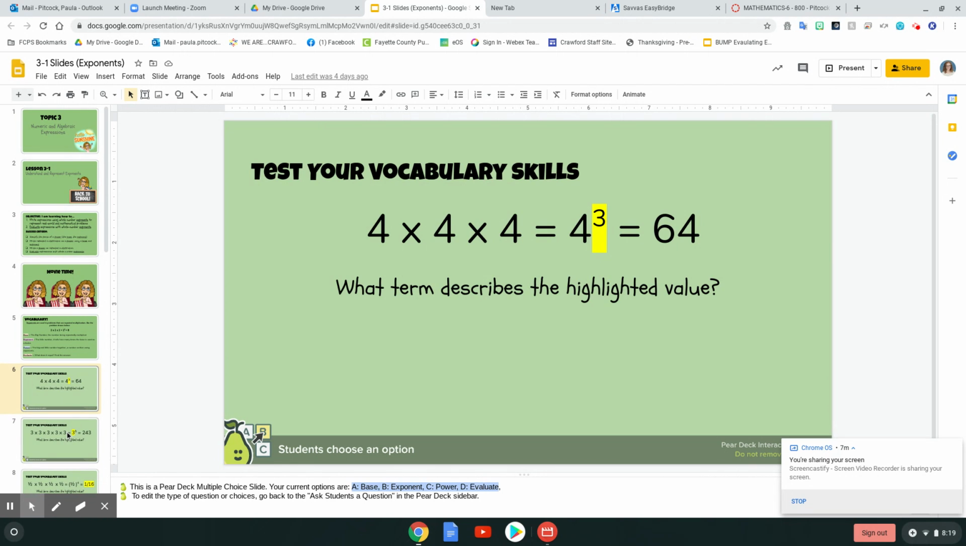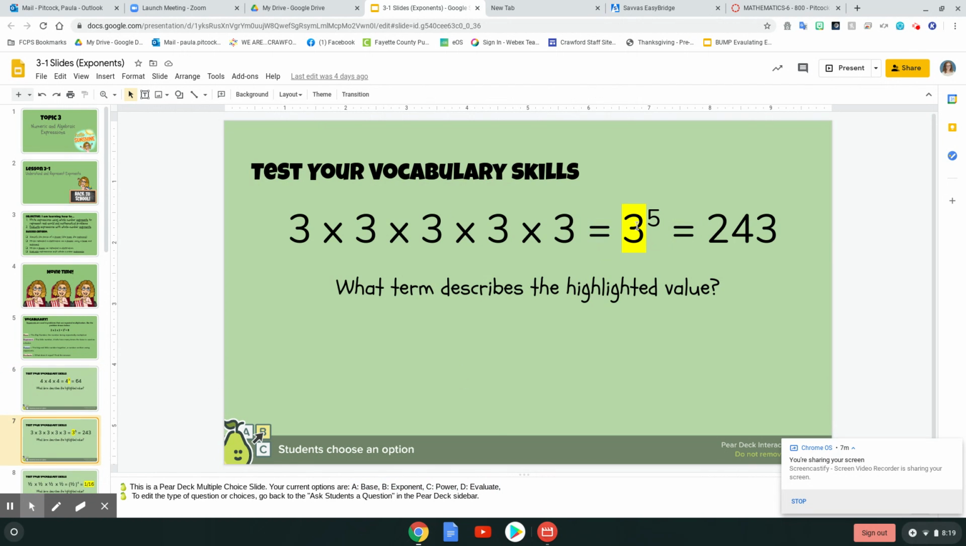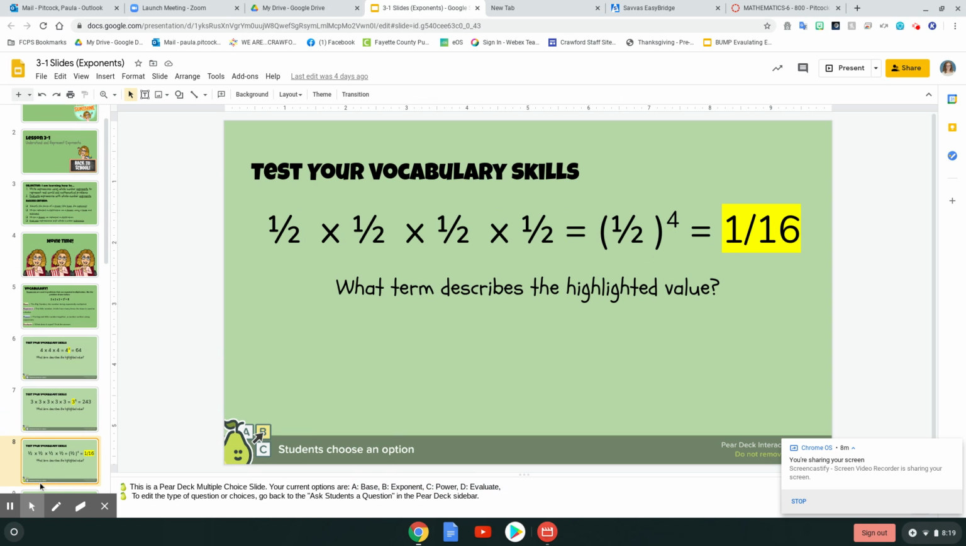Exponent. Let's try another one. Look at the highlighted value. These are your options down here. Which of these options at the bottom of the screen represents the highlighted value? If you said base, you are correct. It is the big number, font-wise. It's written bigger. It's the number that is repeated over and over. It's the base.